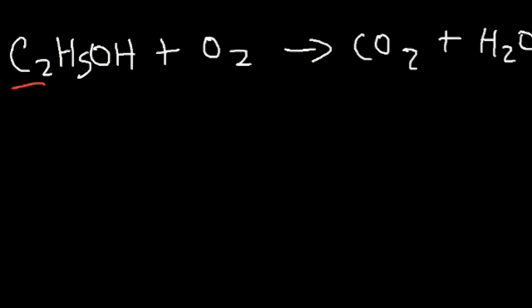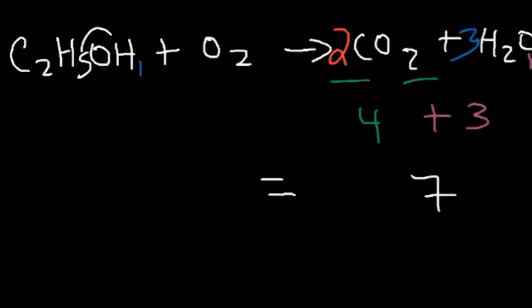So notice that we have 2 carbon atoms on the left side. We need to put a 2 in front of CO2. And we have a total of 6 hydrogen atoms. 5 plus 1 is 6. 6 divided by 2 is 3, so we need to put a 3 in front of H2O. So notice that we have 4 oxygen atoms from the 2 CO2 molecules and 3 oxygen atoms from the 3 water molecules. 4 plus 3 is 7.